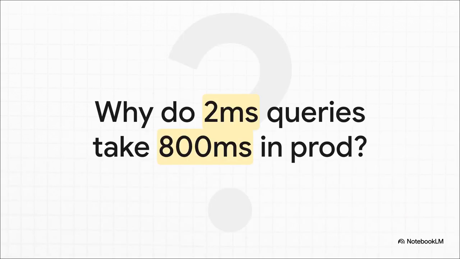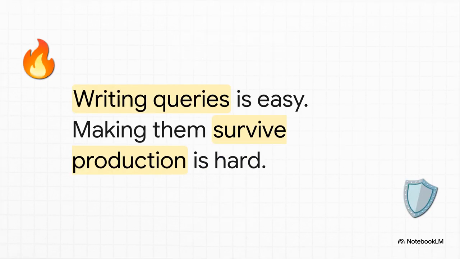Because think about it. Why does a query that takes exactly 2 milliseconds in development suddenly take 800 milliseconds in production? It's a massive frustration, right? The data's the same, the SQL syntax hasn't changed a bit, even the indexes are identical, but out of nowhere your app is just crawling. So what gives? Well, almost every production performance mystery traces back to a root cause hiding deep inside the database internals. Writing a query? That's the easy part. Making it survive production is hard.